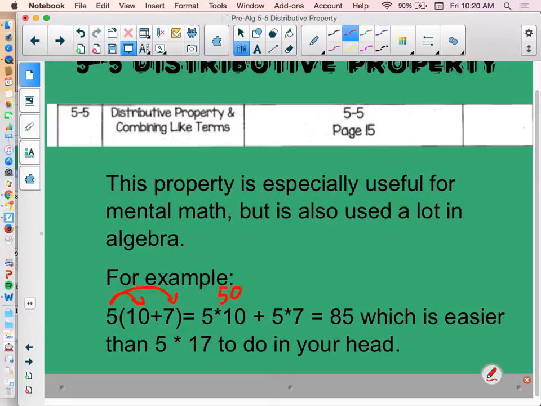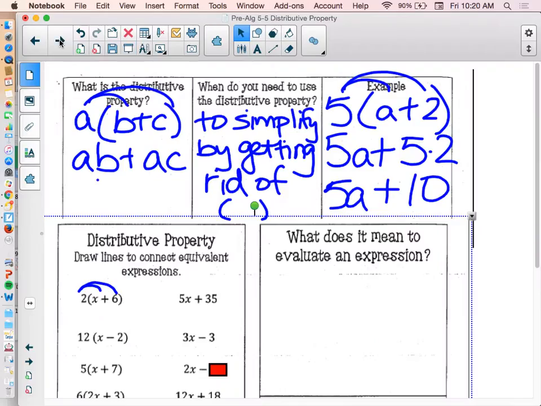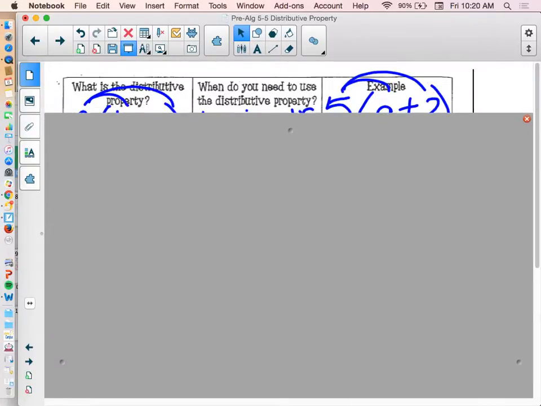I'll write it right there. 5 times 10 is 50, and 5 times 7 is 35. Then the last step is to add those. And you can add those in your head and get 85. 5 times 17 is not as easy to do in your head. We're going to be using algebra though, and with algebra, of course, there are variables. So you'll notice a lot of variables in these.